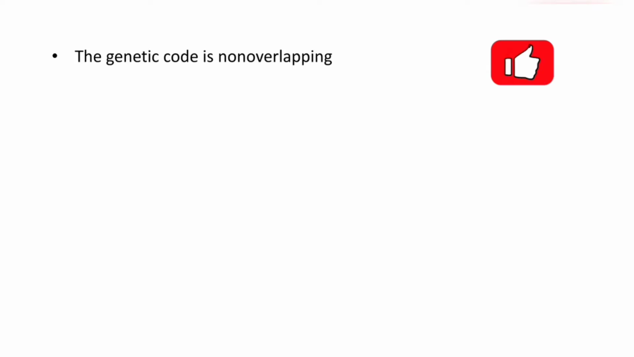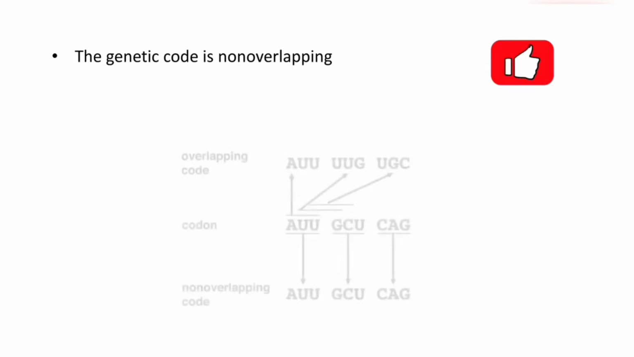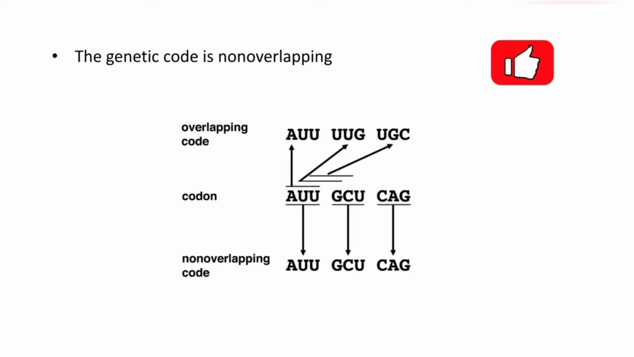The genetic code is non-overlapping, meaning that the same letter is not used for two different codons. In this diagram, you can see that AUU is one codon which codes for a specific amino acid, and GCU is also a codon which codes for another specific amino acid, and they cannot overlap with each other.